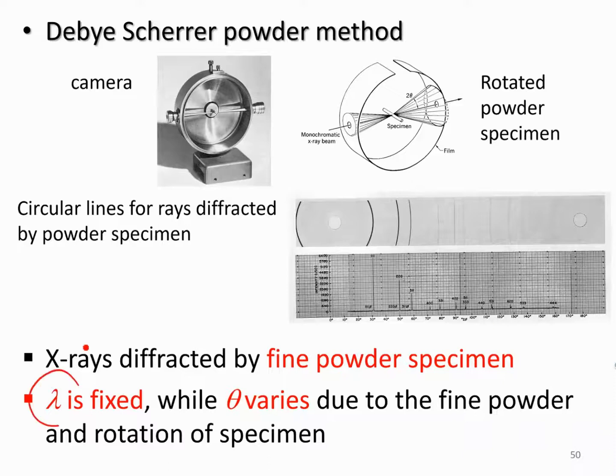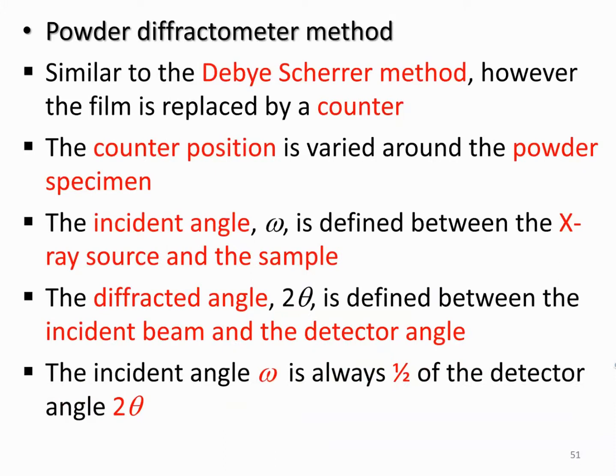Also fix the lambda, because it's always easier for you to fix the lambda and change the direction of the sample or the X-ray. Okay. So the powder diffractometer method is similar to the Debye method, but the film is replaced by a counter. The counter position is varied around the powder specimen. The incident angle omega is defined between the X-ray source and the sample.